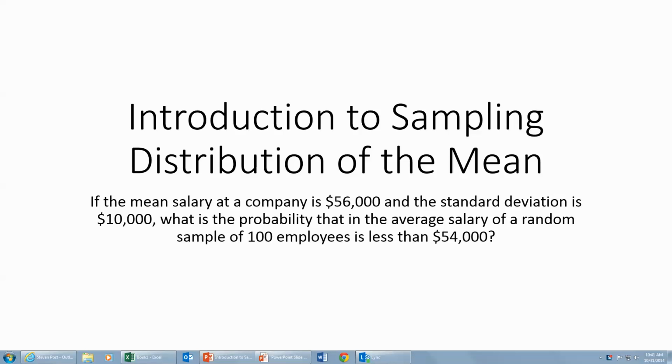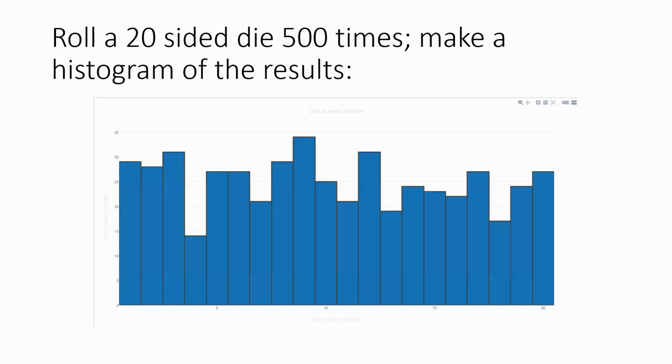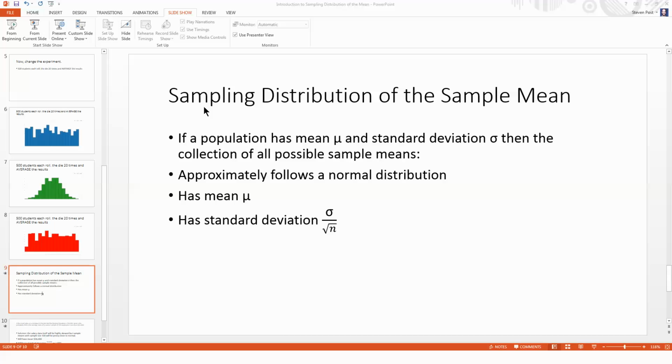If the mean salary at a company is $56,000 and the standard deviation is $10,000, how likely is it that the average salary of a random sample of 100 employees is less than $54,000? To help us see what's going on, we're going to do a little experiment. Suppose you roll a die 500 times and you make a histogram of the results.